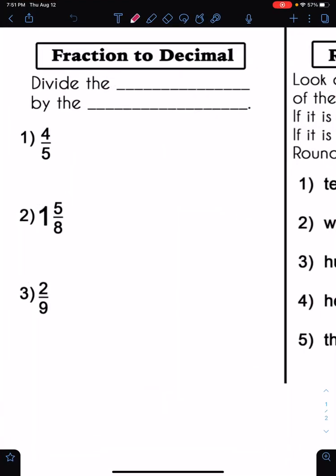All right, we're going to look at some standards from 4th, 5th, and 6th grade, just reviewing them to make sure that you remember how to do these things. So we're going to talk about changing fractions to decimals. To change a fraction to a decimal, you always divide the numerator, which is the number on top, by the denominator.